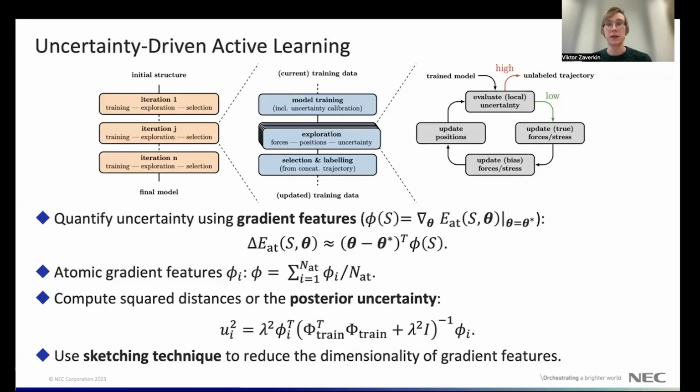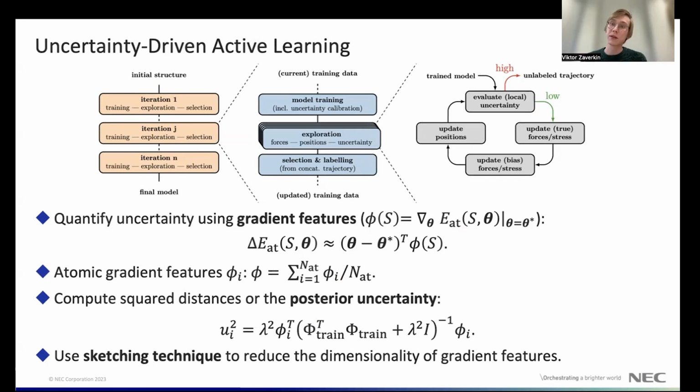We tackle the data generation challenge by using uncertainty-driven active learning. Here on the left-hand side, I show you the high-level structure of our active learning approach. There we first randomly perturb the initial structure to get the initial training data set, and then iteratively learn intermediate potentials until we get a final model. But what happens in a single iteration? Given the current training data set, we train our intermediate surrogate model, including uncertainty calibration. On the next slide, I will explain why we need uncertainty calibration.